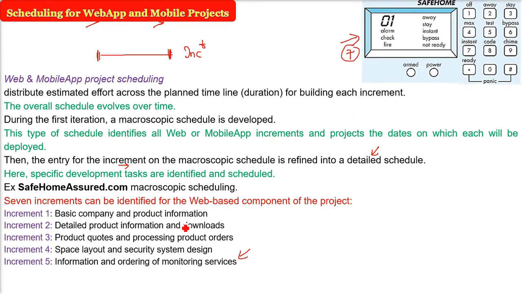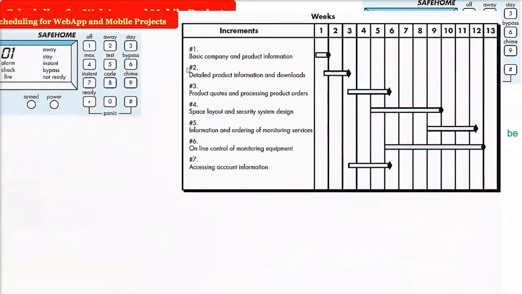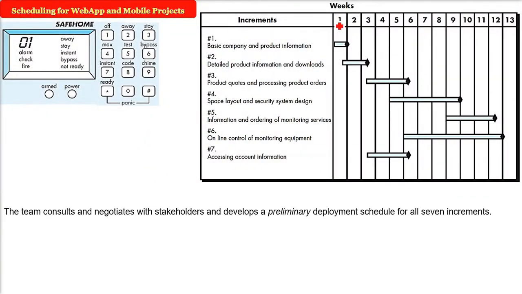And then we need to see also the buying part. So online control of monitoring equipment and then the accessing of account information. So don't go into the detail. I'm just saying that let us say these 7 increments have been finalized. This is the macroscopic schedule we have developed in order to track and schedule and control. So how to do this? See, these are 7 increments. First, we have to consult with the stakeholders and develop a preliminary deployment schedule for all these 7 increments. That is why I'm calling it a macroscopic schedule.